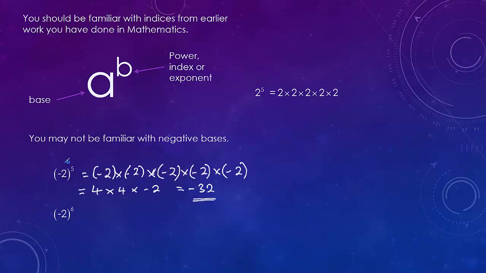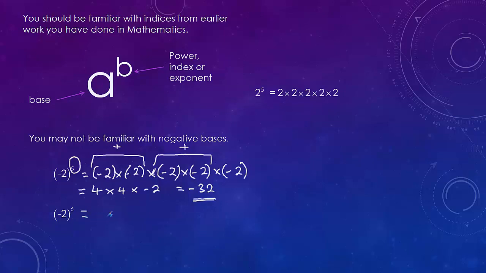And when we have a negative base to an odd power, it's always going to end up with a negative answer because we can pair them up like this, and then with an odd power there's always one that doesn't pair up. Remember, negative times a negative would give us a positive.